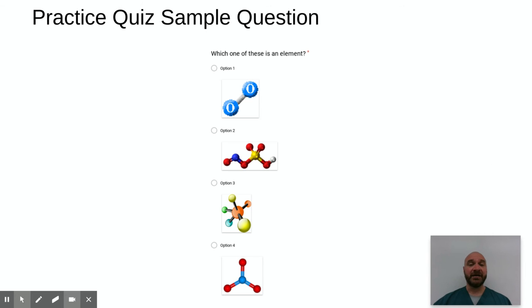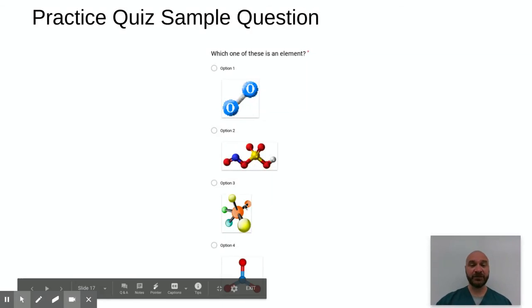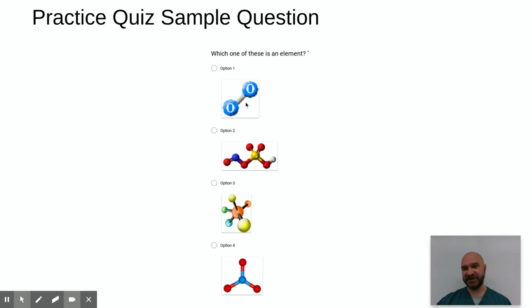Now, here's an example. One of the words that was in bold a couple of screens ago was the word element. And so here is a practice quiz question. Which one of these is an element? They need to know the definition of the word element to answer this. What they're supposed to know is that an element is composed of only one type of atom. And on diagrams, every time they change colors, it's a new type or element. So there's only one picture out of these four where all the atoms are the same type, and so they should pick option one.